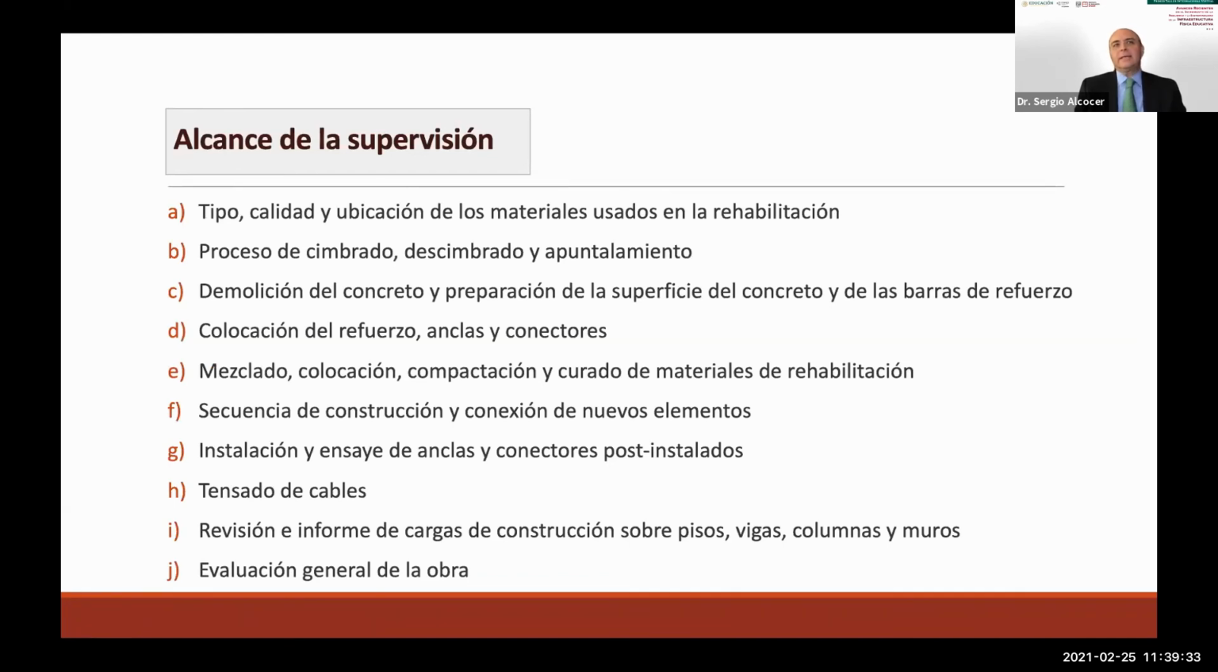We also stress the importance of supervision. We have a series of requirements in regards to supervision for each one of these techniques. In general terms, supervision regarding material, then supervision for different processes, the pouring of concrete, the placement of anchors, the compacting of refitting materials, etc. For example, we've seen in some constructions that some additives are used that are not the proper ones.